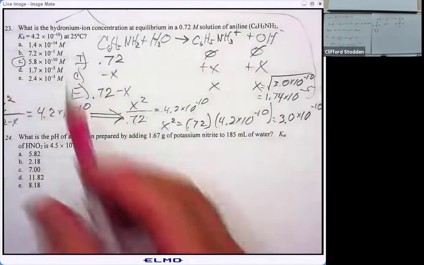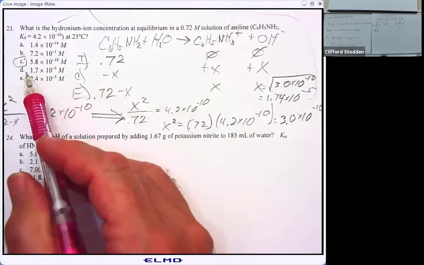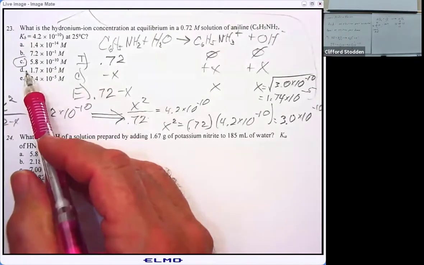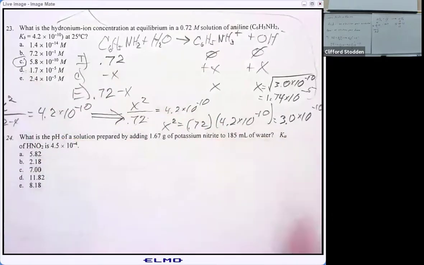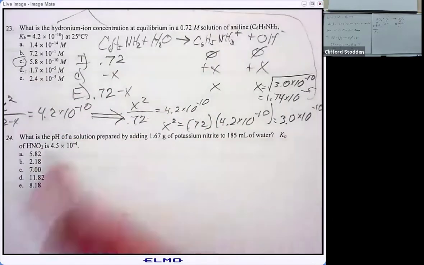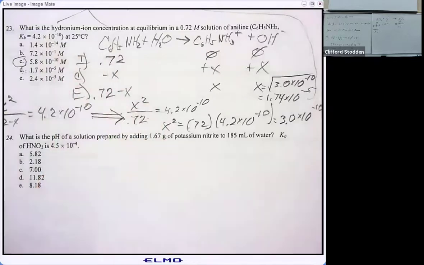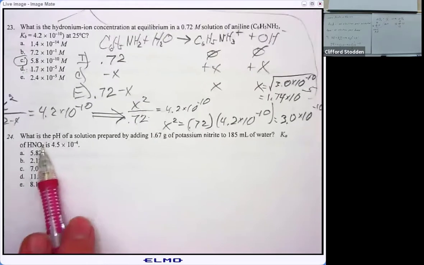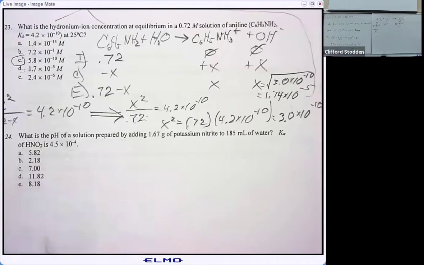Okay, now notice that the 1.7 number is in here as a possible answer, but that's not the right answer. Don't be too quick to pick an intermediate number that you got. Make sure you pay attention to what the question's asking for. And for that one, it was asking for hydronium. All right, one more here. This is another ICE problem.